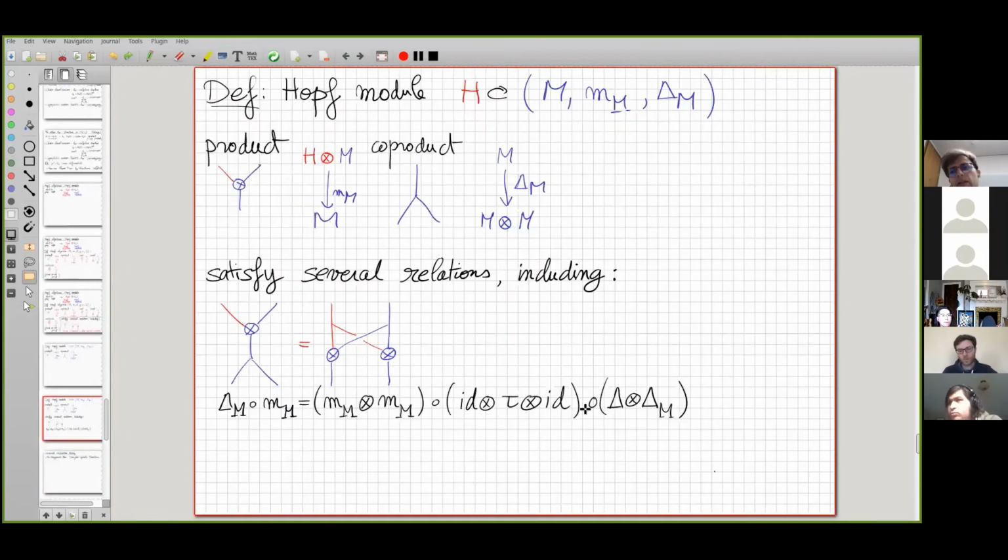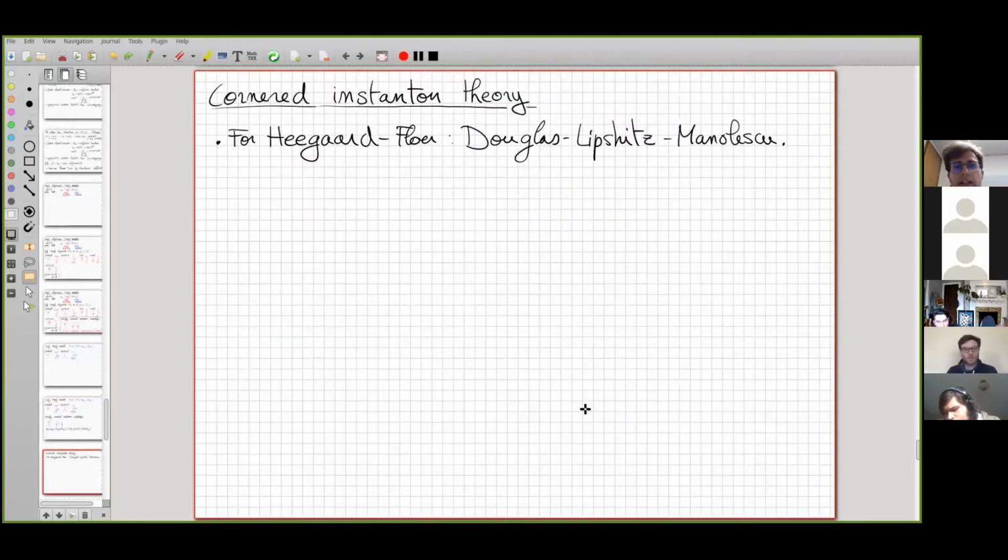And now I'll tell you that this is supposed to be related to instanton theory. So I think that this should be used to define a version of what we could call cornered instanton theory. And this is something that should be analogous to what was defined in gauge theory by Douglas, Lipschitz, and Manolescu.